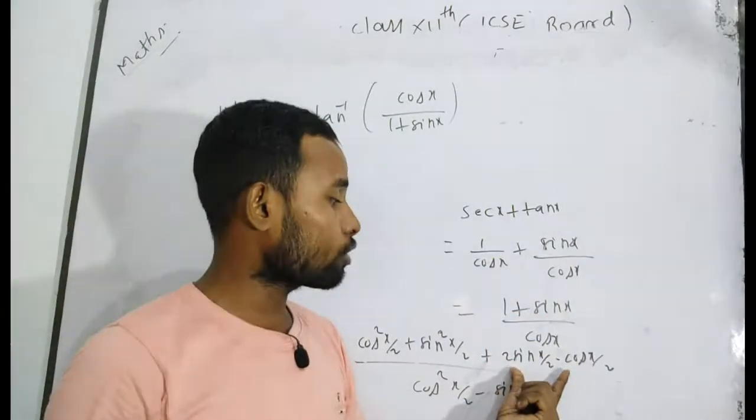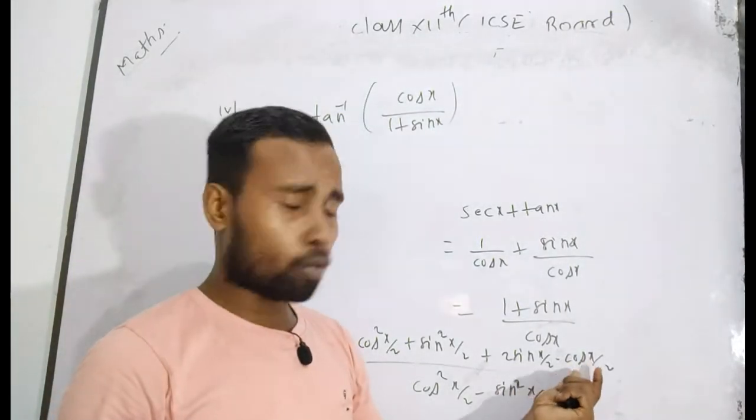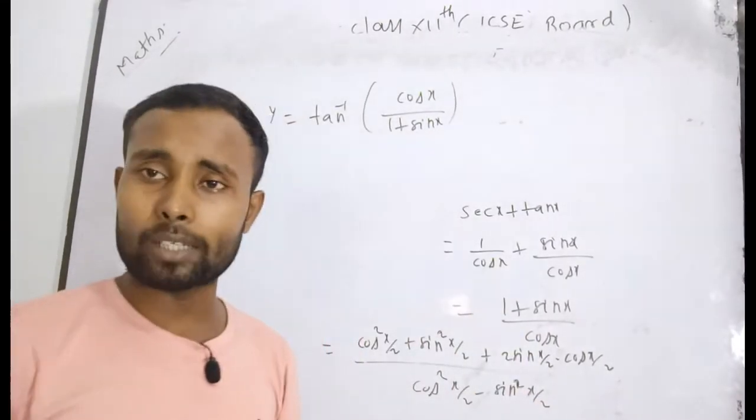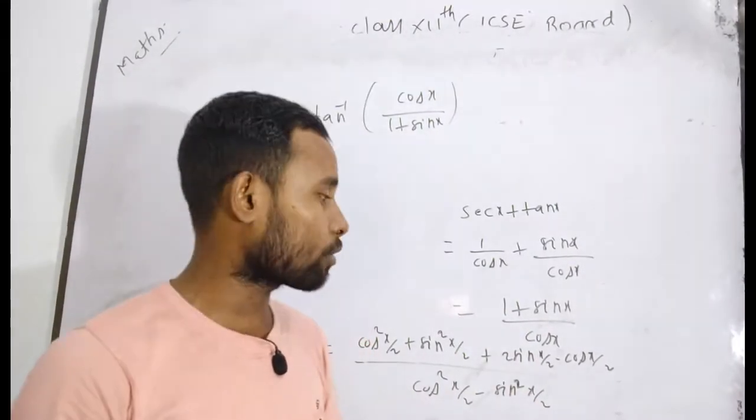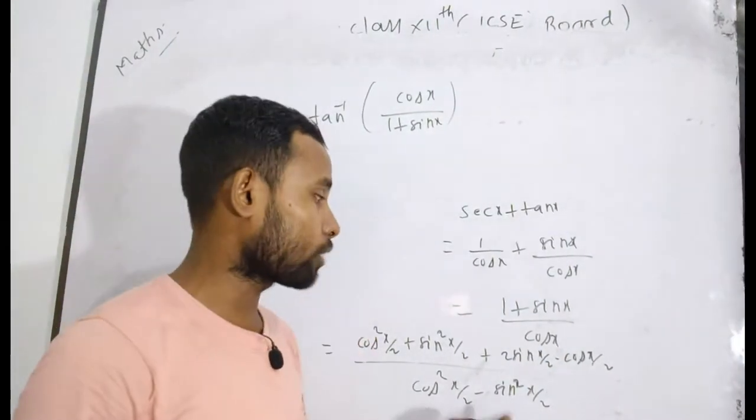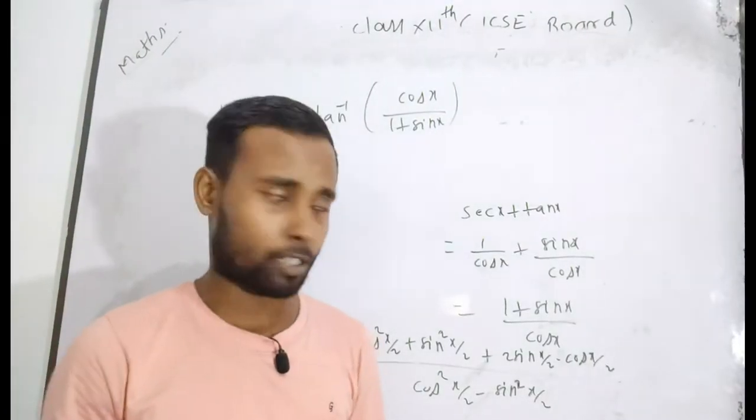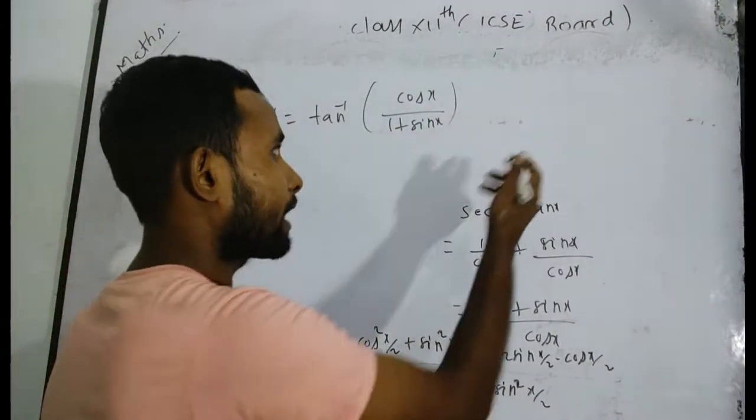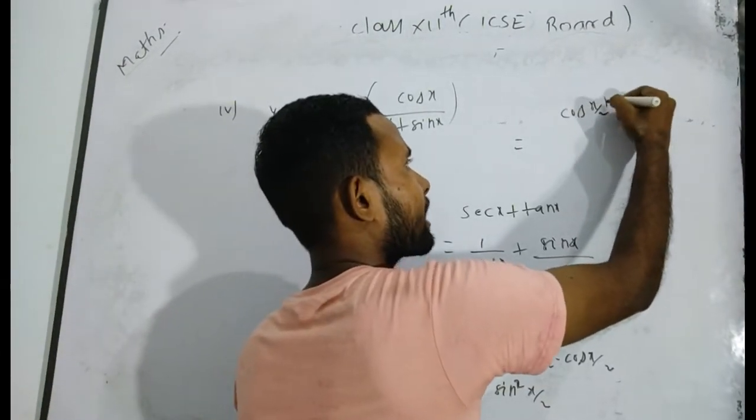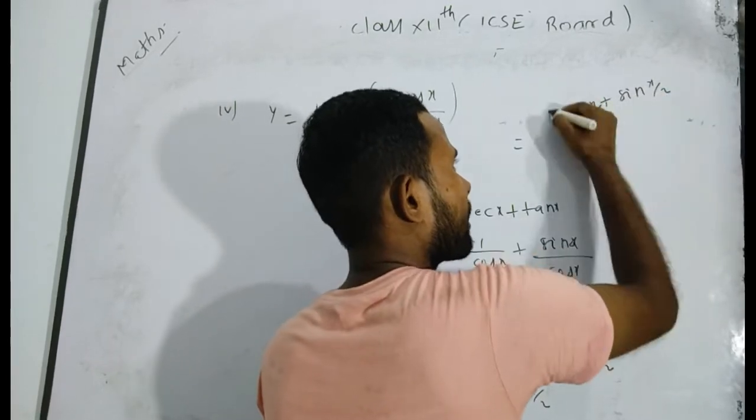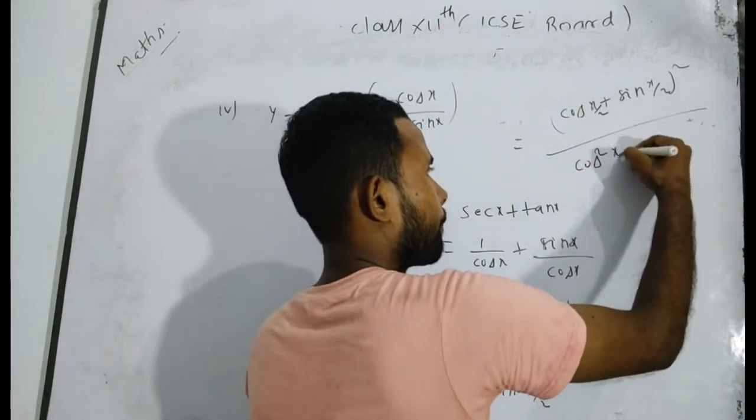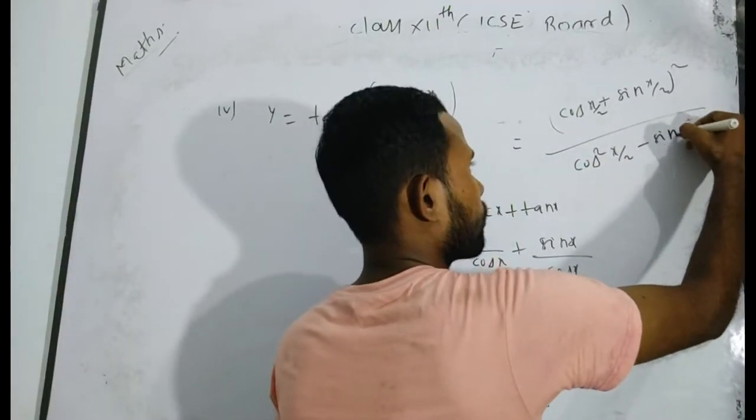So in place of sin x I have used 2 sin x by 2 into cos x by 2. That means sin theta is equal to 2 sin theta by 2 into cos theta by 2. And in place of cos theta, I have used cos square theta by 2 minus sin square theta by 2. That means cos x is equal to cos square x by 2 minus sin square x by 2. Now again I want to write here, in the numerator you will get cos x by 2 plus sin x by 2 whole square, divided by, in the denominator, cos square x by 2 minus sin square x by 2.